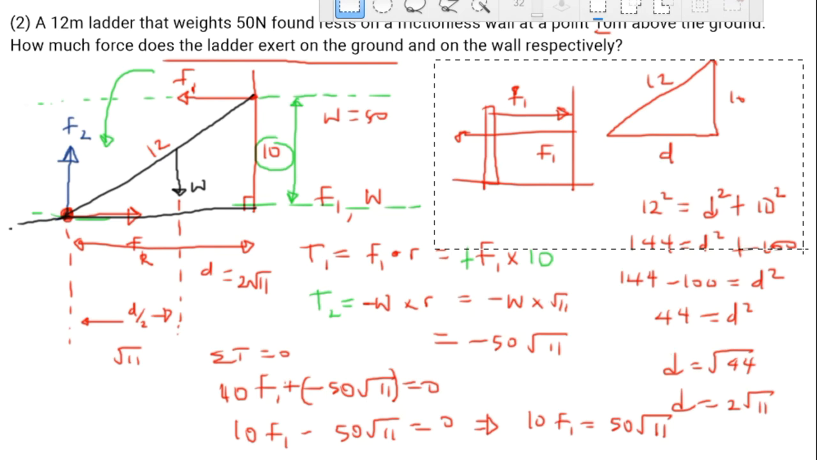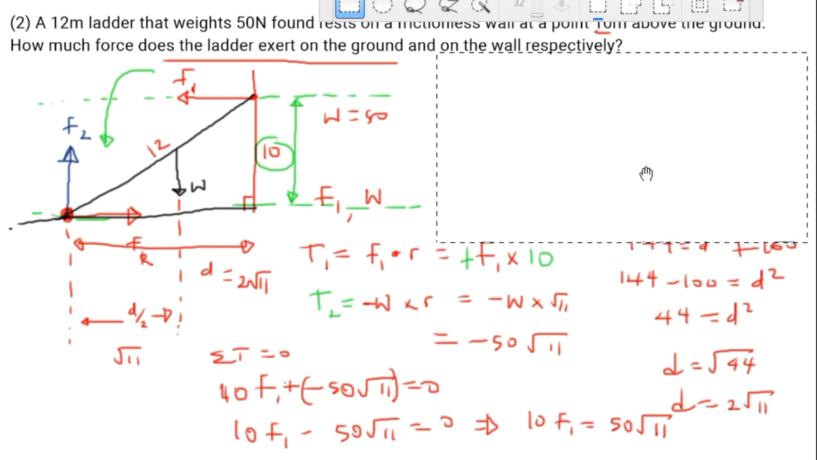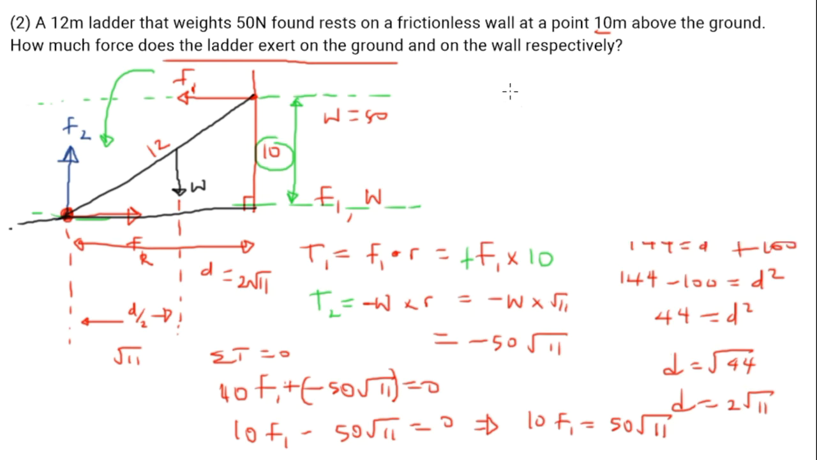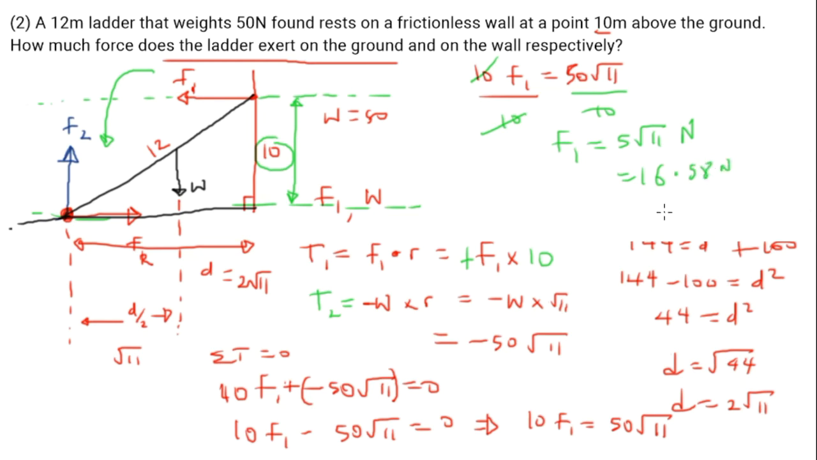Okay, let me get rid of this. So if I divide both sides by 10, I will have something of this nature. 10, 10, 10, 10. So that F1 is equal to 5 root 11 Newton. So the 5 root 11 is equal to 16.58 Newton, which is the force that the ladder will exert on the wall. Now the force that the ladder exerts on the wall is the same that the wall will exert on the ladder.